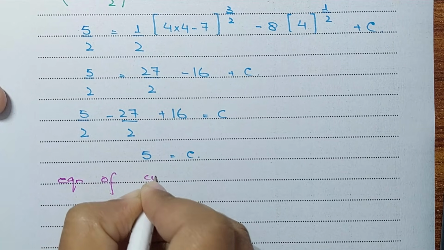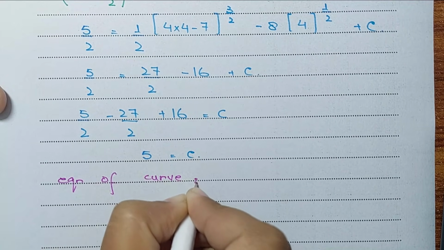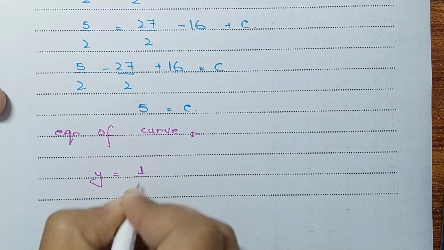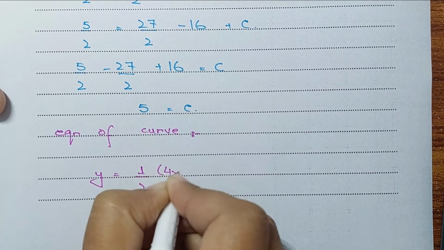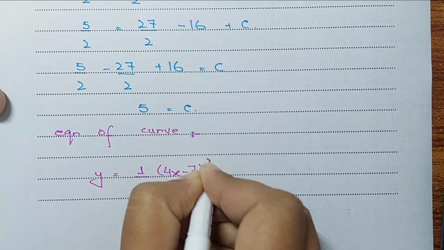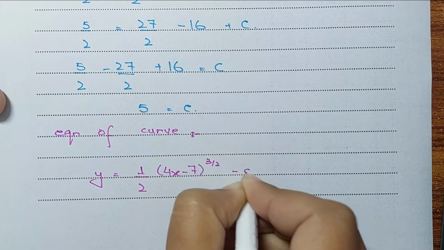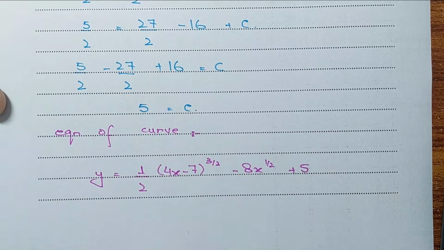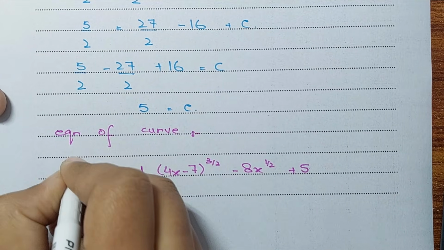Equation of the curve becomes y equals half (4x minus 7) to the power 3 by 2 minus 8x to the power 1 by 2 plus 5. That is the equation of curve.